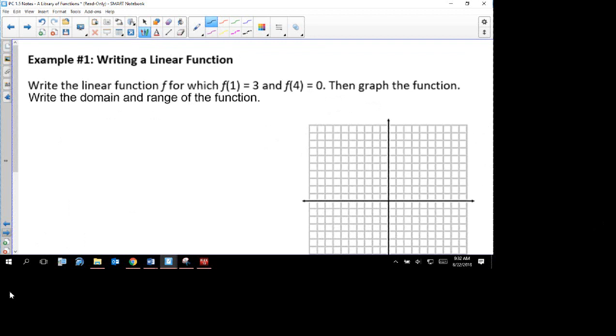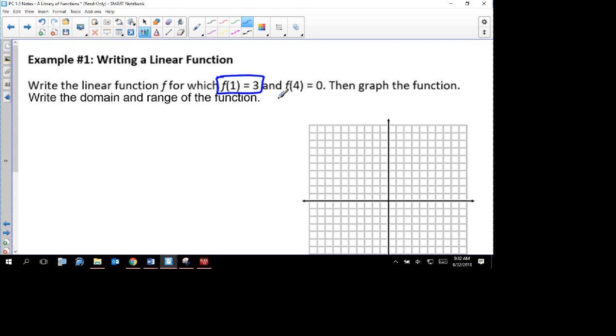All right, this one we're going to have in our assignment. I think there's 3 questions just like this one in the assignment. Write the linear function f for which f of 1 equals 3 and f of 4 equals 0. Then graph the function. Write the domain and range of the function. So we have 2 pieces of information. F of 1 equals 3.